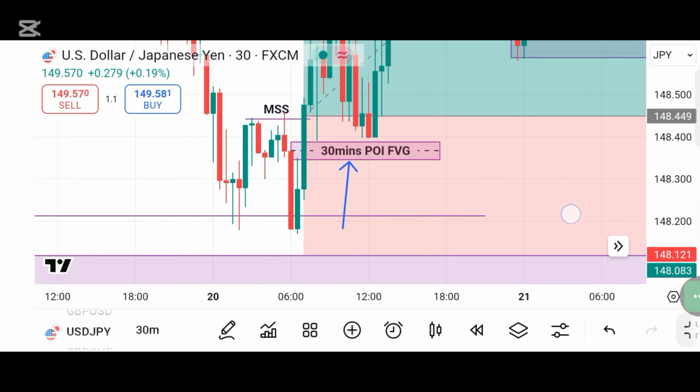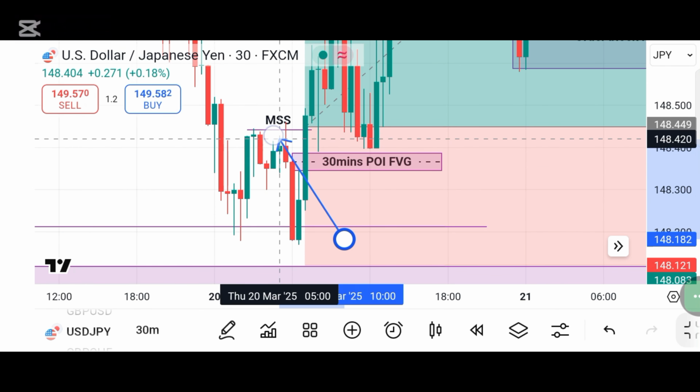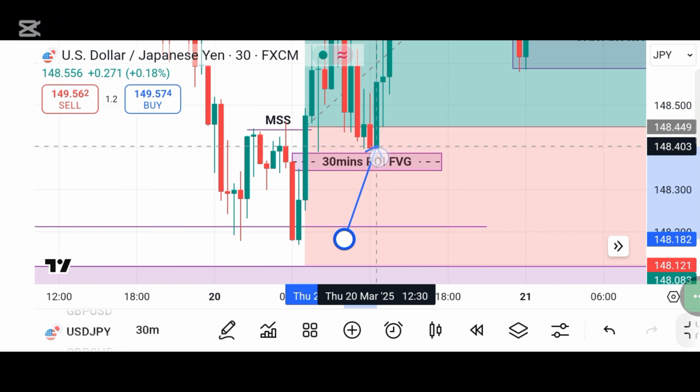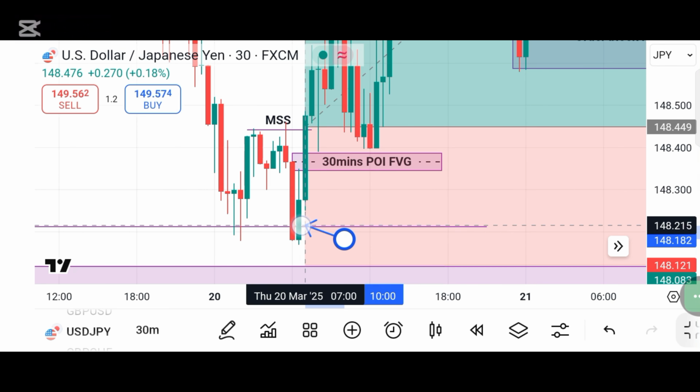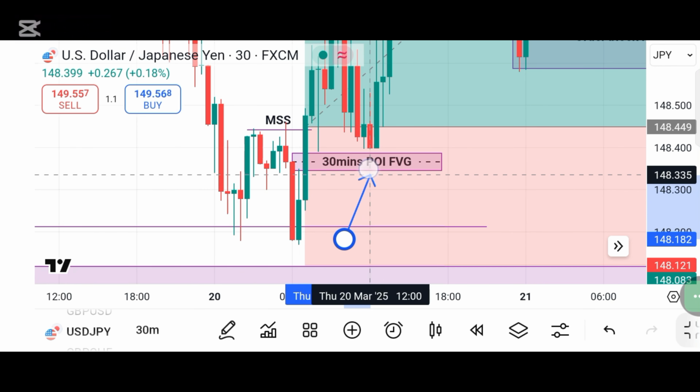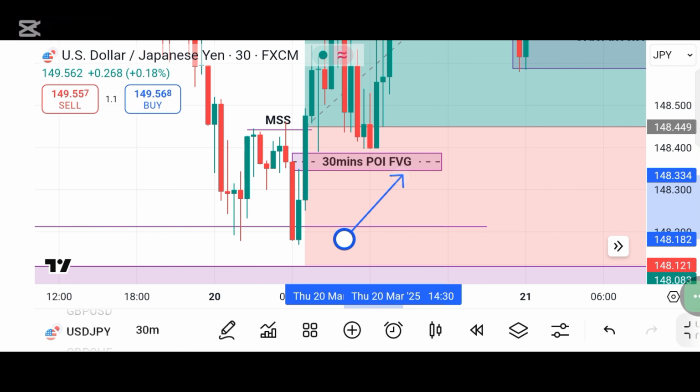And now just imagine this was a potential second entry. After a shift in market structure, you expect a retracement to an imbalance or to an unmitigated area, which is this FVG or this other block here. But price did not really mitigate this FVG, just like it did not mitigate the higher time frame FVG.